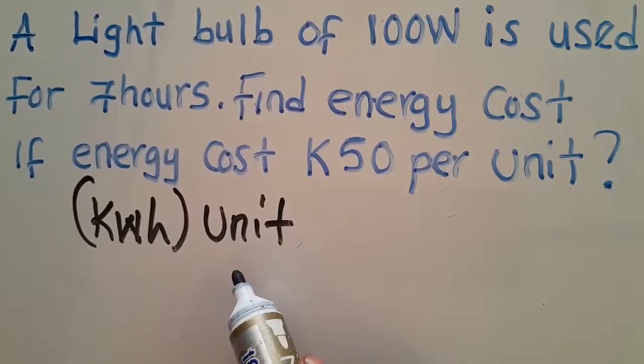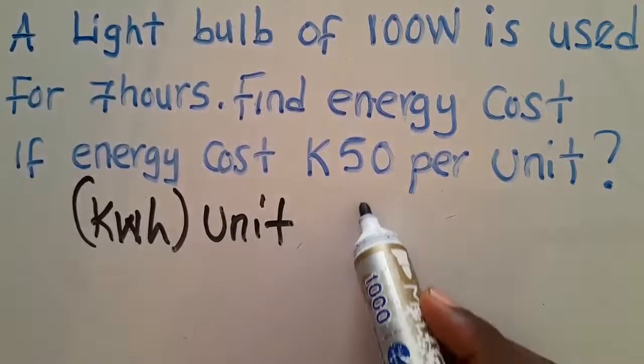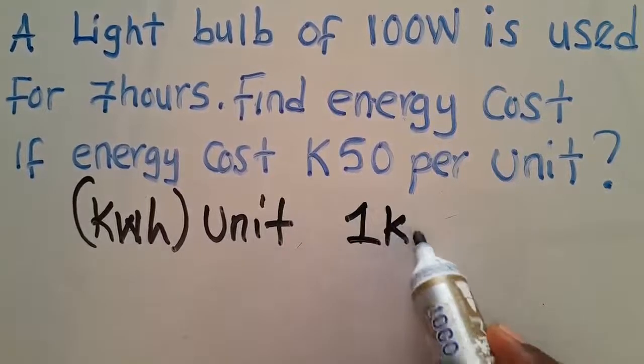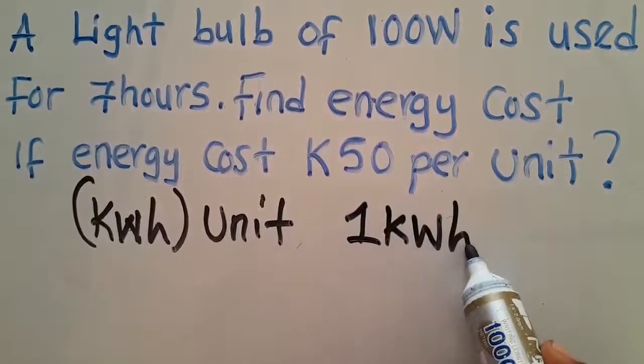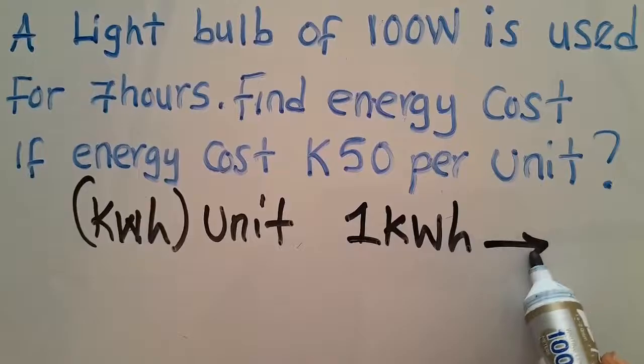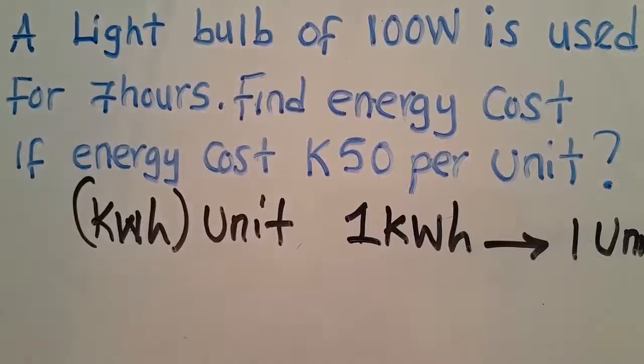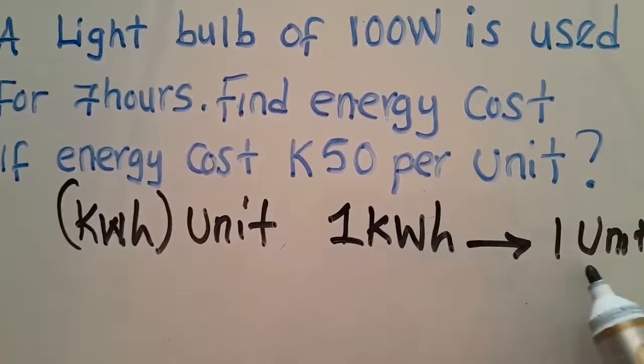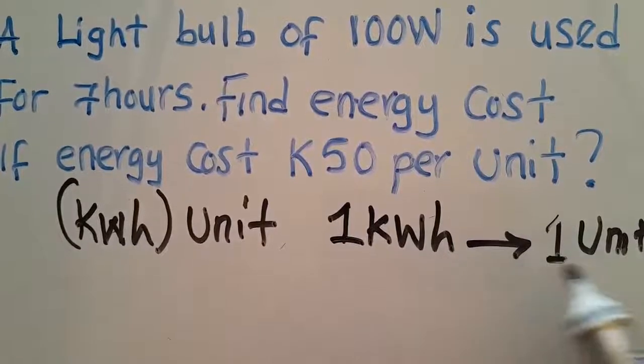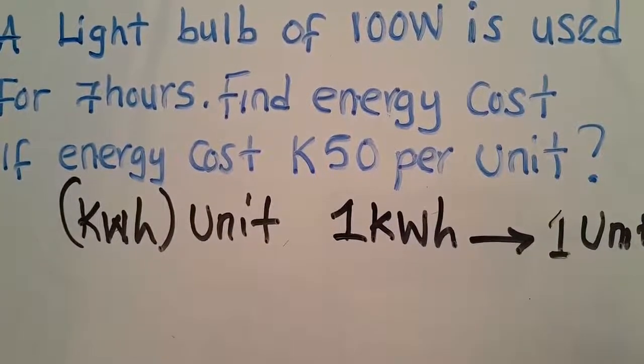This is to tell you that when I say 1 kilowatt hour, it is equal to or equivalent to 1 unit. This is just one and the same. So when I say 1 kilowatt hour, it is just the same as 1 unit. This is just one and the same thing.